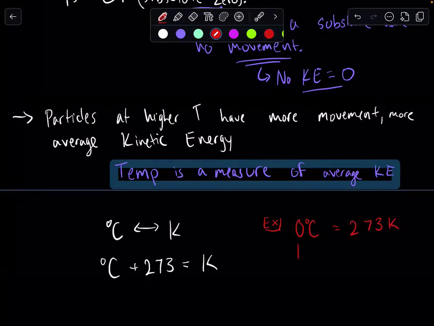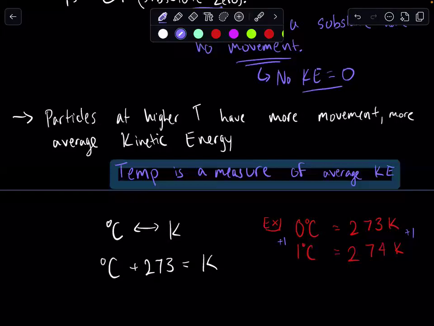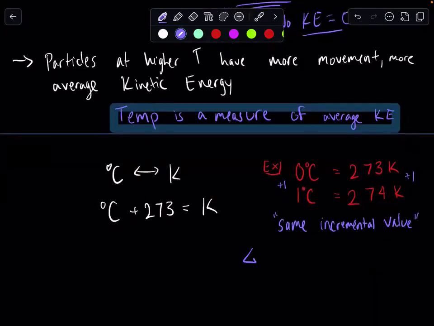If we add 1 degree to that, 1 degree Celsius, that would be 274 Kelvin. What you'll notice between these two values is it was an addition of 1 either way. This is what we mean by they have the same incremental value. So we say that's the same incremental value.